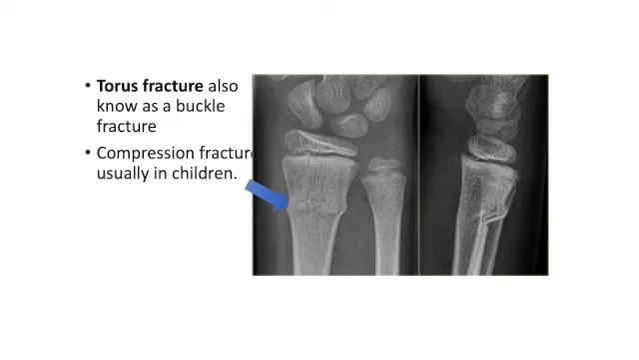We've gone over this fracture in the past. So this is a torus fracture that is under the classification of the Salter-Harris fractures. So what we have here is a buckling of the bone. Typically it's going to happen in children, the reason being that bone is so soft.